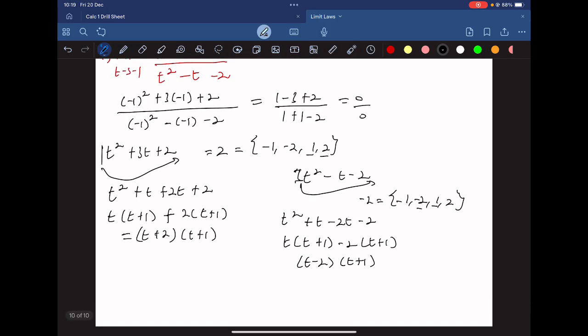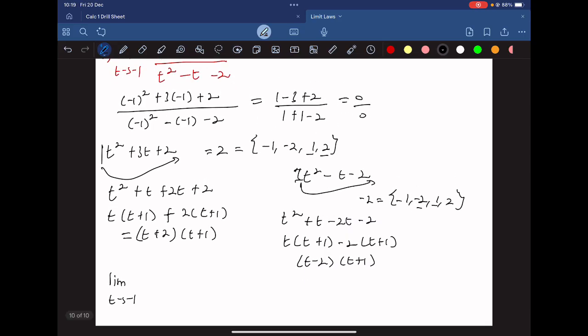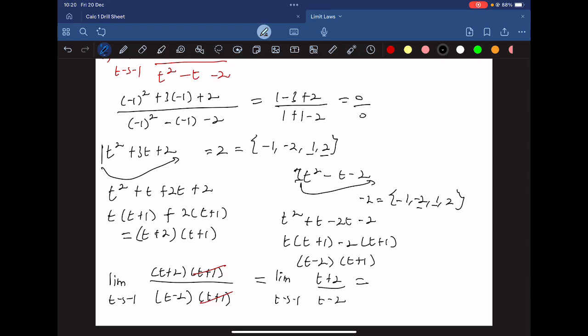So meaning that our limit, our question now becomes, the numerator was t plus 2 over t plus 1. The denominator is t minus 2 over t plus 1. So we get to see that these two terms cancel out. So this simplifies to t plus 2 here and t minus 2 here.